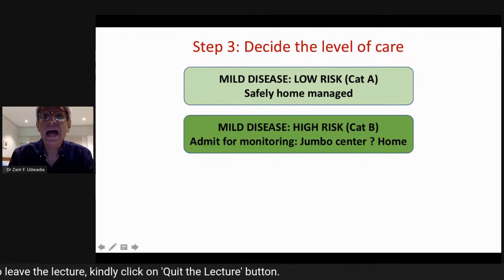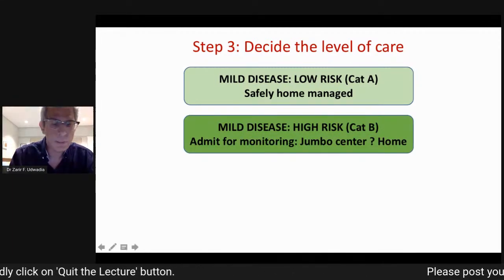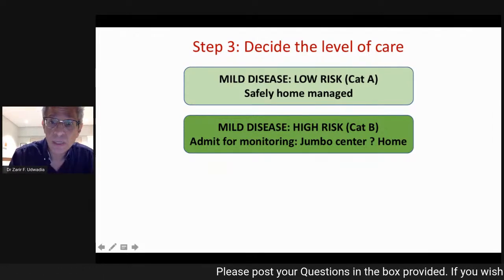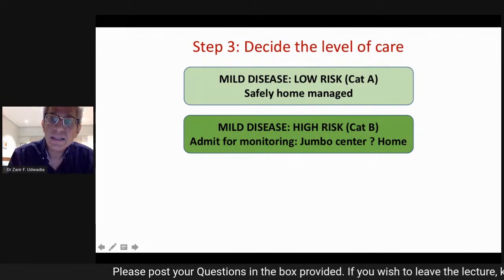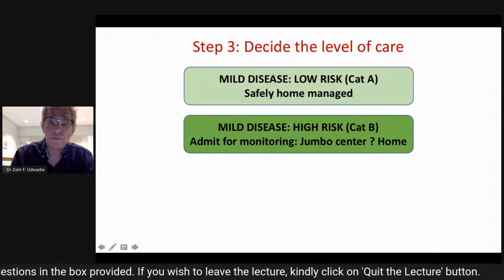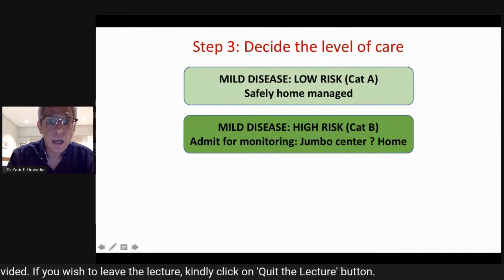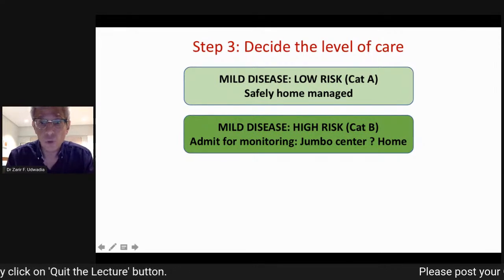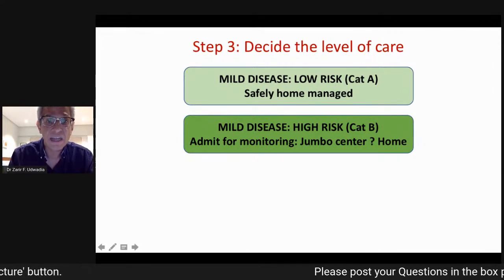Mild disease, but high risk. What do I mean by that? Someone who, when you first see him, looks well and has none of the risk factors, but yes, is obese, is diabetic. He instantly goes into category B, and perhaps it's prudent to admit for monitoring, maybe one of the large jumbo centers that have proliferated across Bombay, or if you are brave enough, continue such care very watchfully at home.